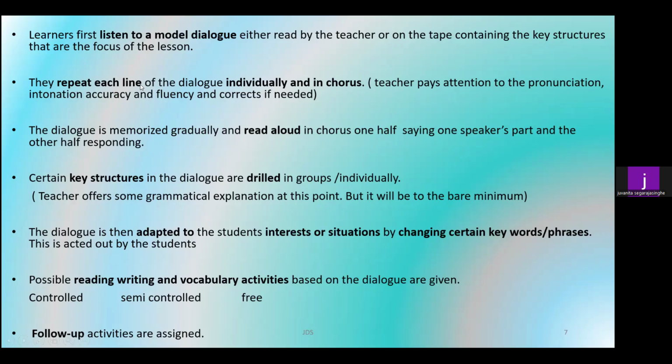Repeat each line of the dialogue individually and in chorus. After the structure is presented in the context, wherever you find the structure being presented in that story, dialogue or role play, the teacher highlights that particular line. She orally first articulates it. For example, he gets up at 5 a.m.